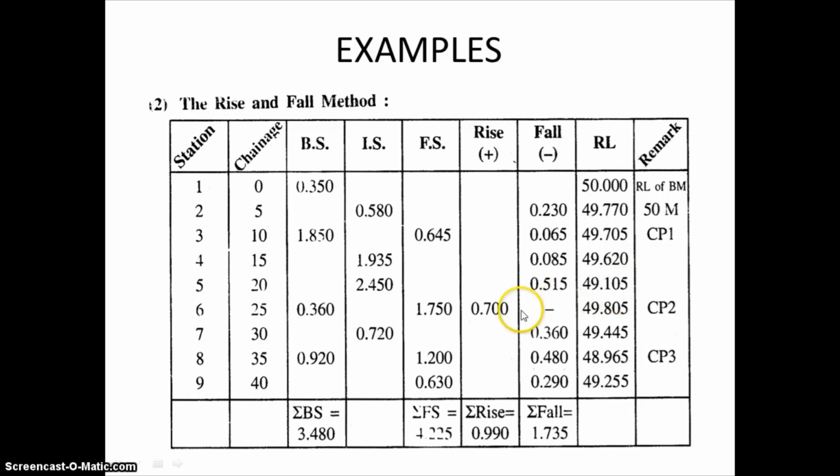Now here you have to add this value 0.700 to the current RL value. So 49.105 plus 0.700, you will get 49.805. This is the RL of station number 6. Now to calculate the RL of station number 7, you again deduct 0.360, that is the fall value, from this RL 49.805. So you will get 49.445. Again you deduct 0.480 from 49.445, you will get 48.965. And again 0.290 you deduct from 48.965, you will get 49.255. This is your last RL, and this is your first RL.